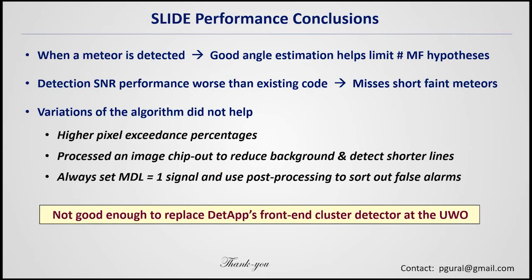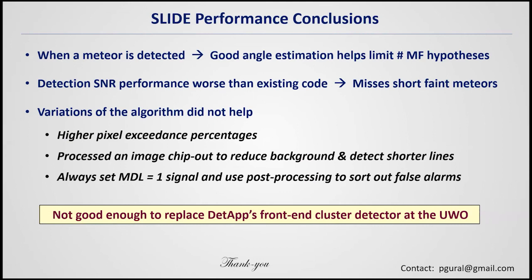So, in conclusion, what we found is when a meteor does get detected with the SLIDE algorithm, you get really good angle estimation. And of course, that would help in terms of minimizing the number of match filter hypotheses you have to use to refine the position measurements of the track. However, the detection SNR performance was worse than the current existing codes that we have in place.